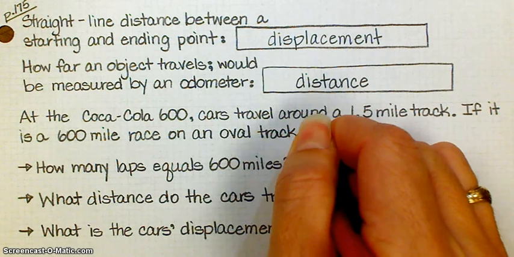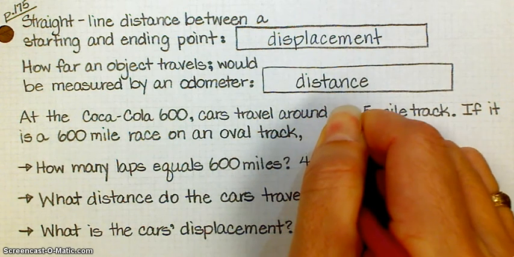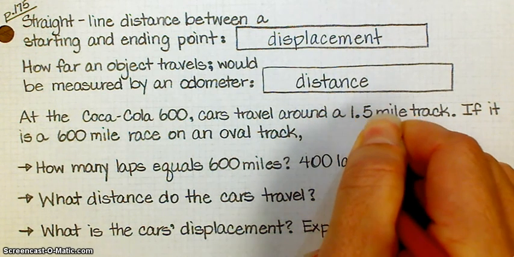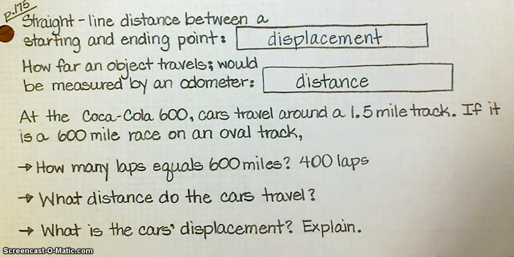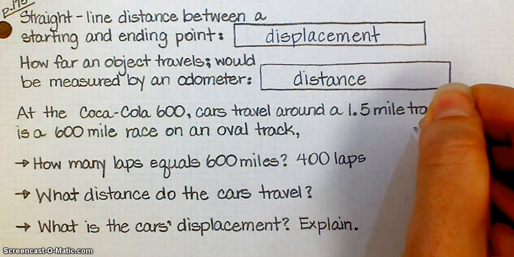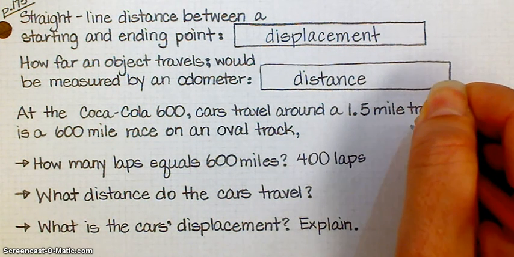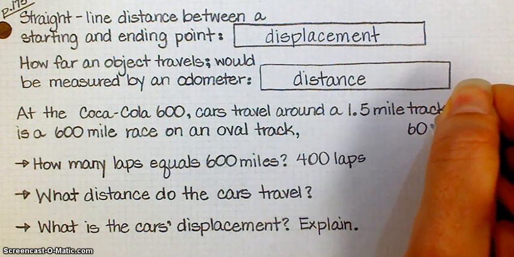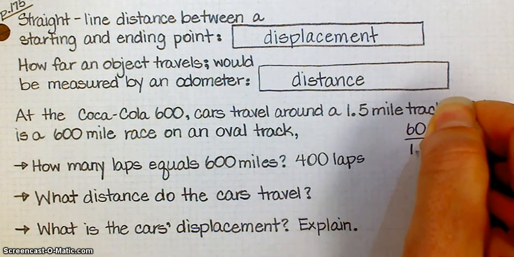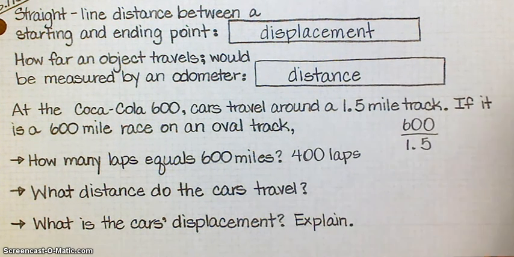How did you get that? I multiplied 1.5 times 400. No, you didn't. That's what I did. No, you didn't, because 1.5 times 400 is 600. Yeah. What'd you do? You had to divide. 600 divided by 1.5 is 400. Oh. Yeah. All right.